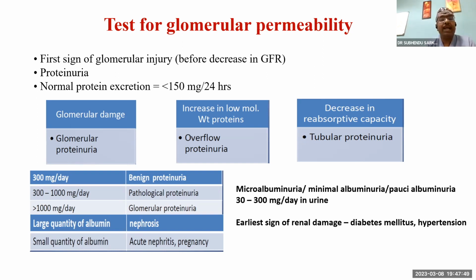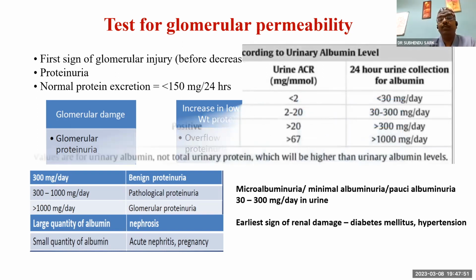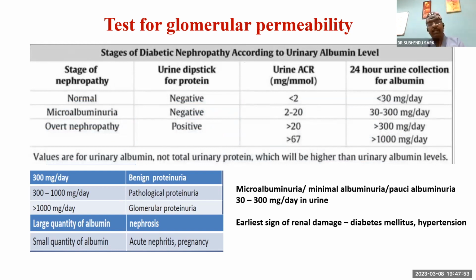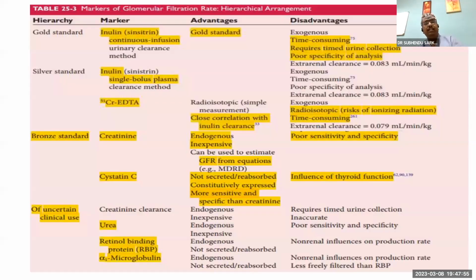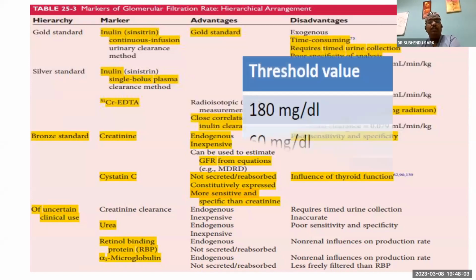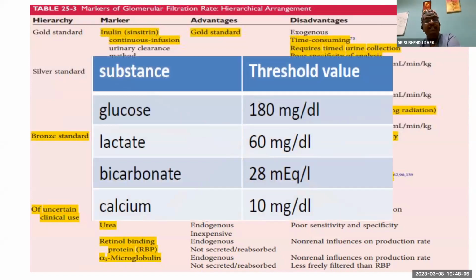And this is a practical application, the diabetic nephropathy according to the urinary albumin level. These are the different gold, silver, and bronze standards. This well-known chart is available. There are different types of examinations as a marker of the glomerular filtration rate. And these are the substances for which we need to remember the threshold value in the blood. If it goes above, it crosses the threshold and we can get these substances in the urine.